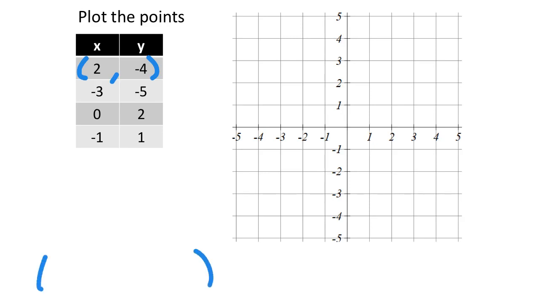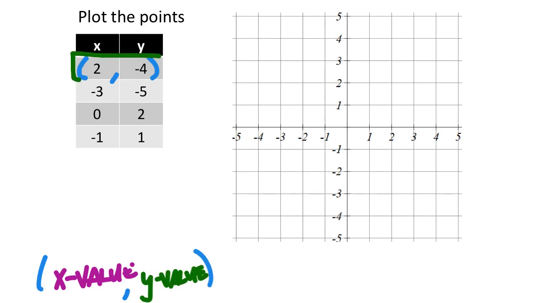Now for ordered pairs, remember that it's always the x value first and the y value second. So on this one, 2, negative 4, okay?